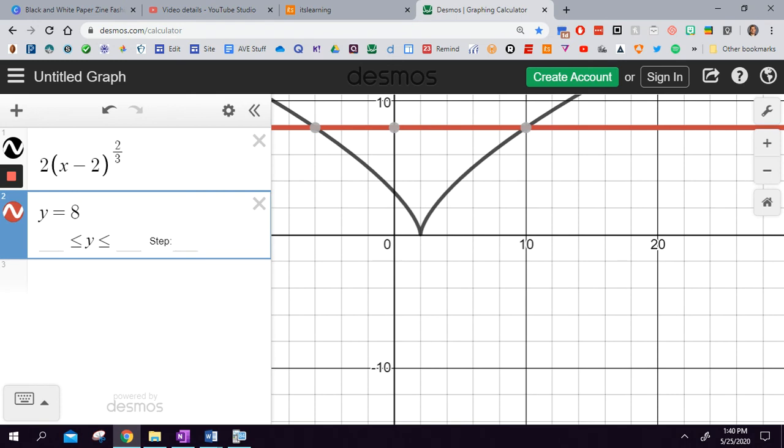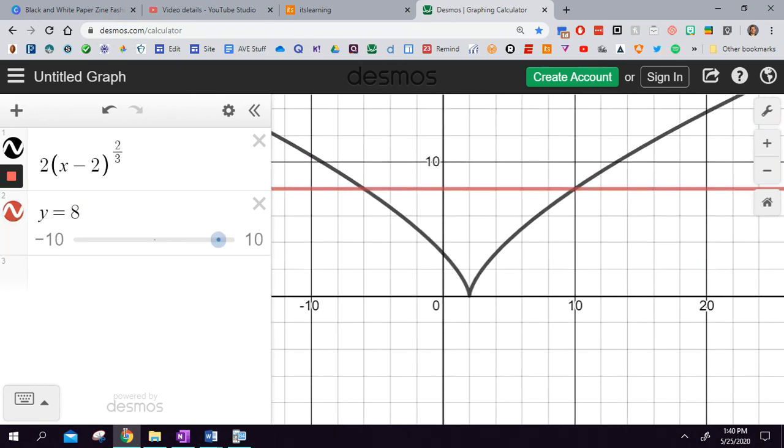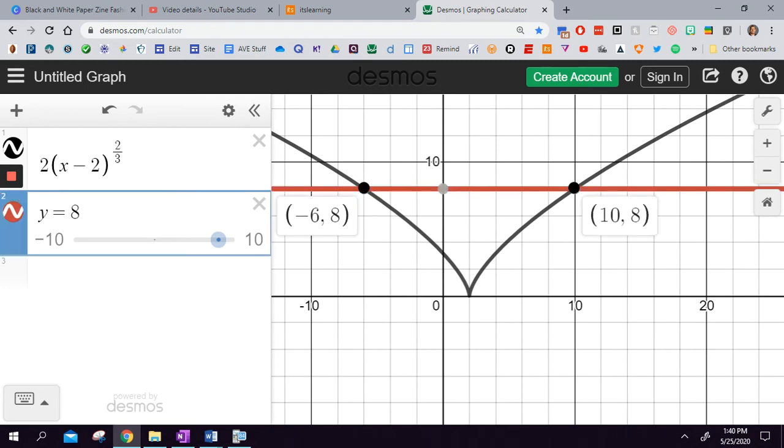Just so you see it visually, here's a graph of what we just did. The x minus 2 to the 2/3 power times 2, that's this V-looking graph. That's not something you have to be familiar with. But when I make it equal to 8, notice that it has 2 sides to it. I get one answer there at -6 and another answer there at 10.